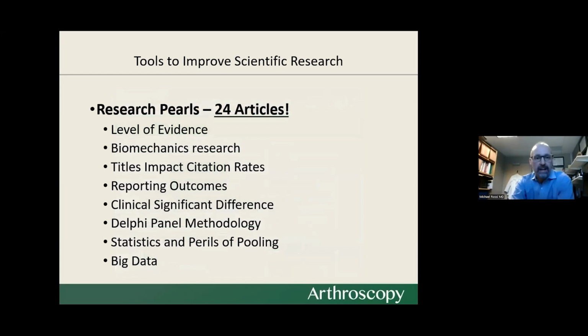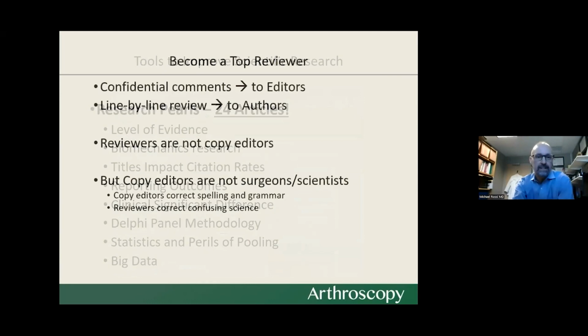In addition, we have tools to improve scientific research. We have a list of research pearls. This is a list of 24 articles to talk about level of evidence, biomechanics research, titles impacting citation rates, reporting outcomes, clinically significant difference, Delphi, methodology, statistics, and big data, among other topics.